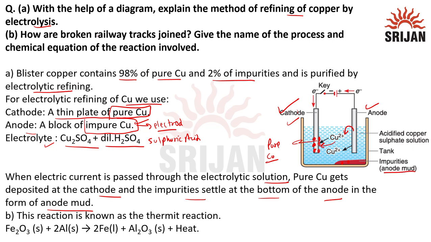The second question is, how are the broken railway tracks joined? Give the name of the process and the chemical equation of the reaction involved. So the railway tracks are joined with the help of thermite reaction.